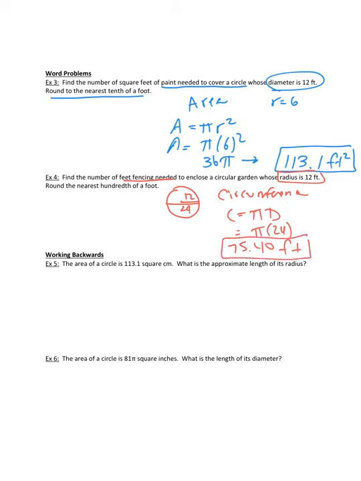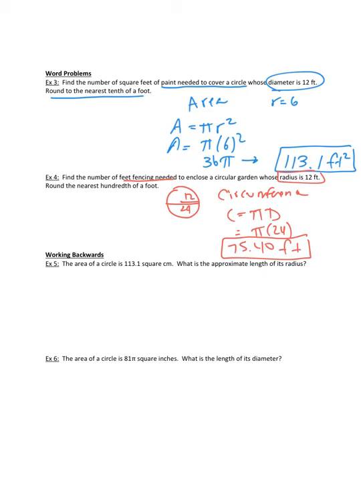Okay, so those are word problems that ask you to figure out whether they're asking you for circumference or area. Now for problems that involve working backwards, in example 5, they're going to give you the area or the circumference, and you have to find the opposite one, or you have to find a radius or a diameter, depending on the question.